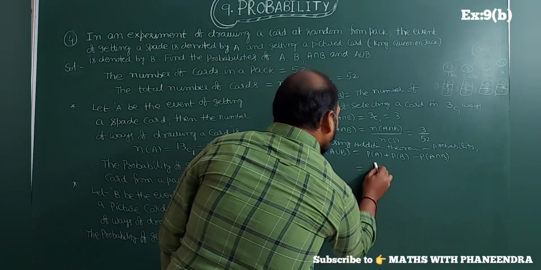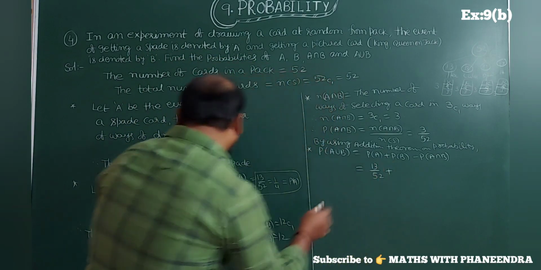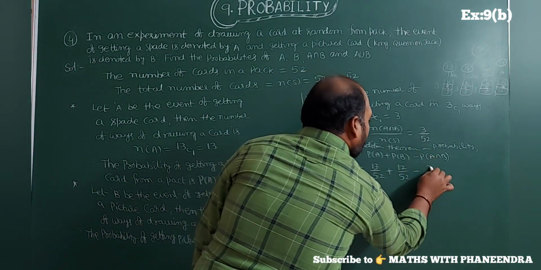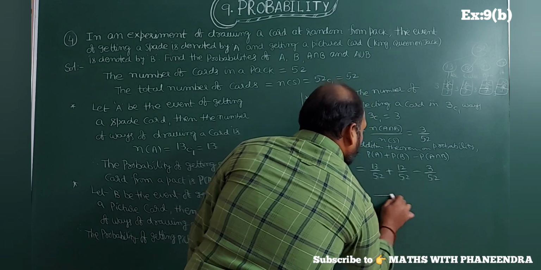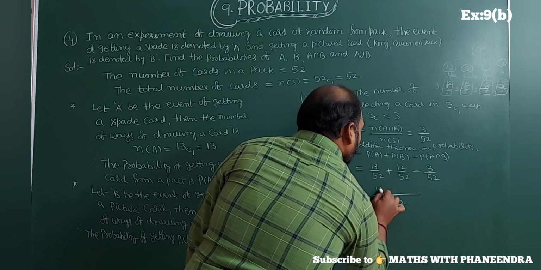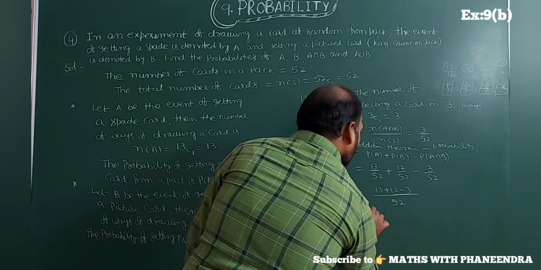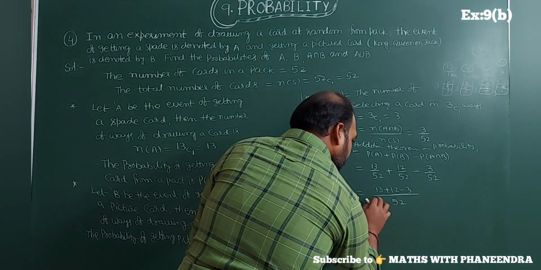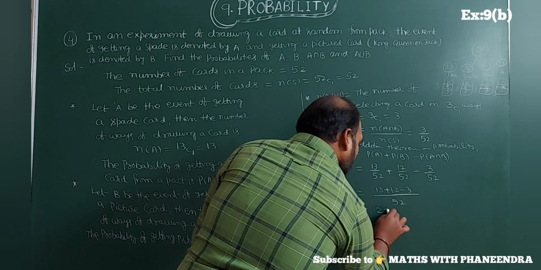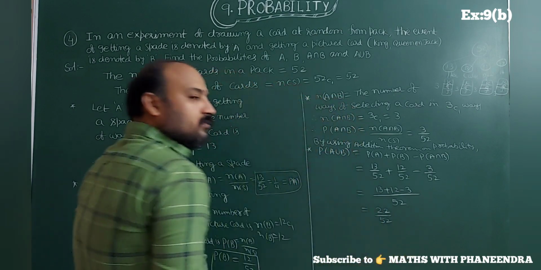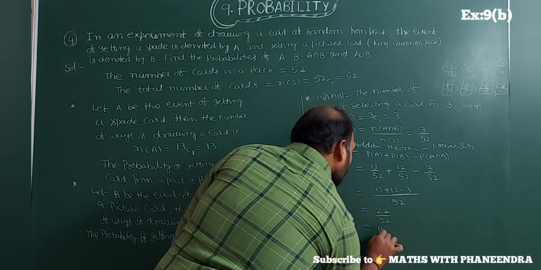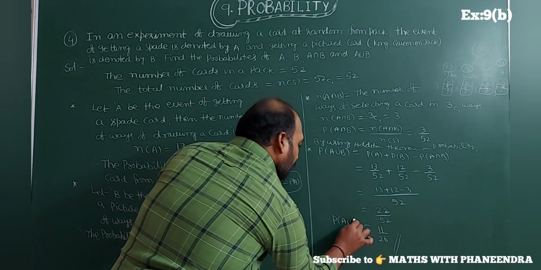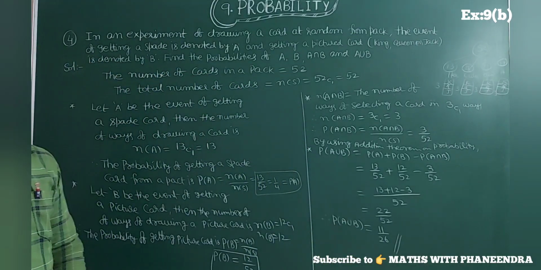P of A is 13 by 52 plus P of B 12 by 52, minus P of A intersection B 3 by 52. So take LCM 52. 13 plus 12 minus 3. 13 plus 12 is 25. 25 minus 3 is 22 by 52. So 2 elevens are 22, 2 thirteens are 26. So therefore, P of A union B is equal to 11 by 26.